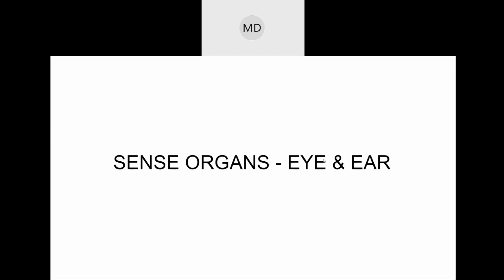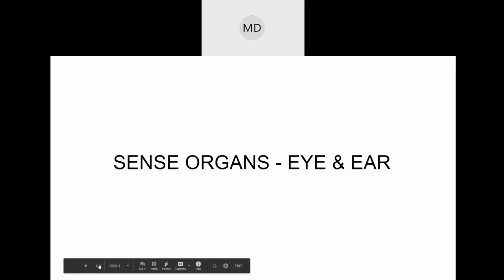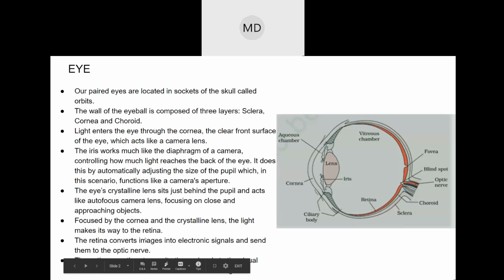Two of them are eye and ear. And then what else? Tongue is there, nose is there, skin is there. But here in this chapter we need to learn only about the eye and the human ear. So first we'll look at the eye.